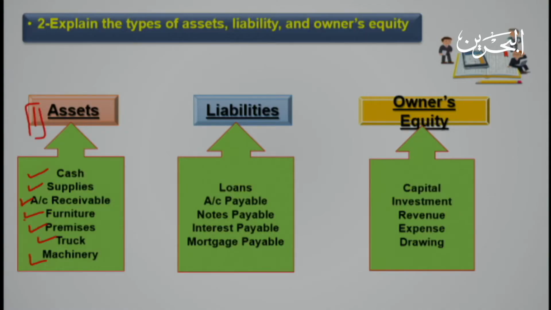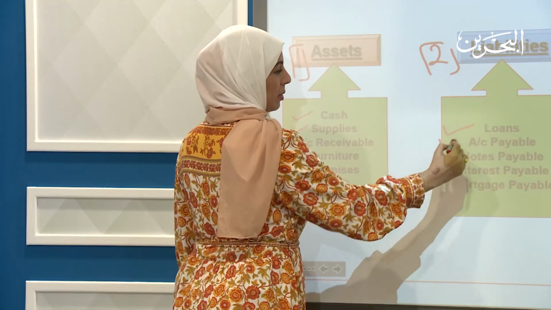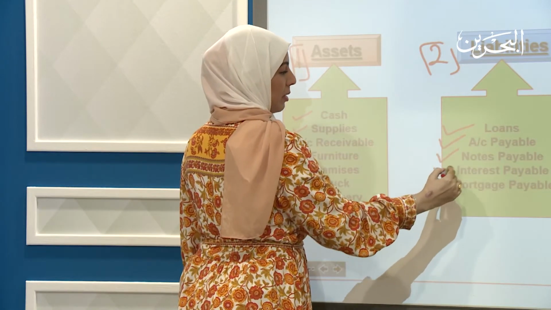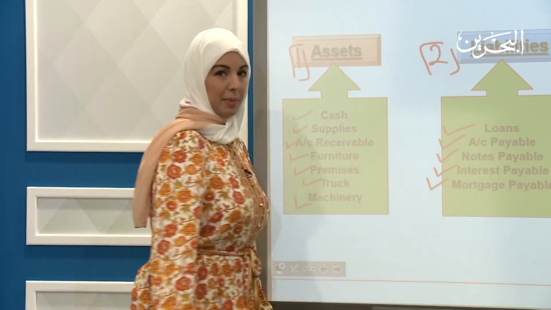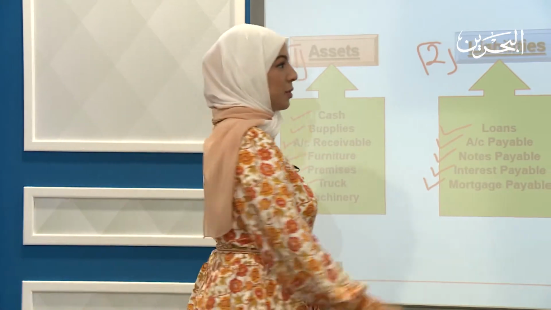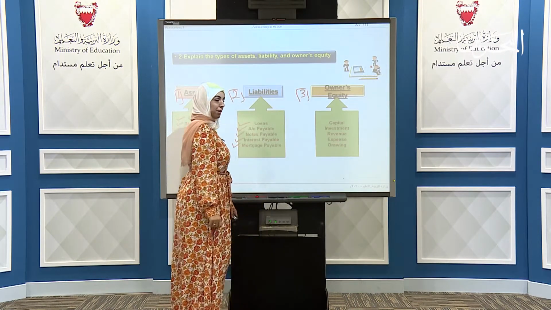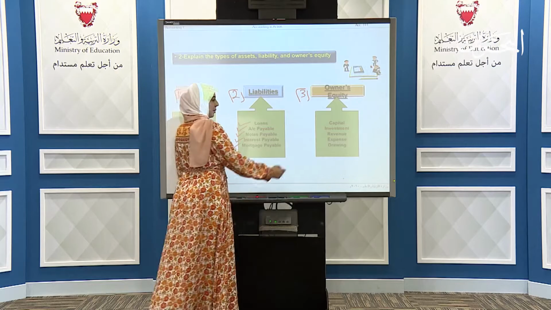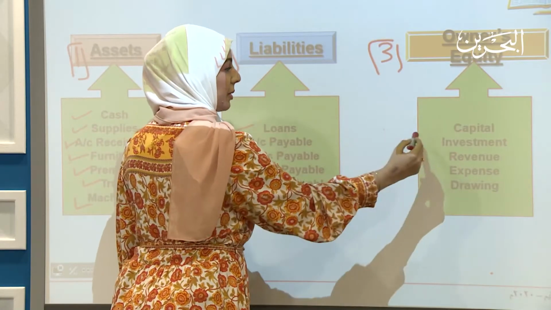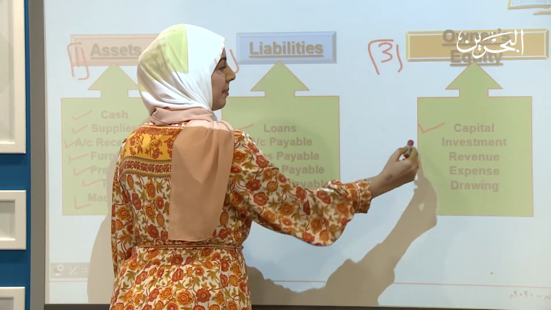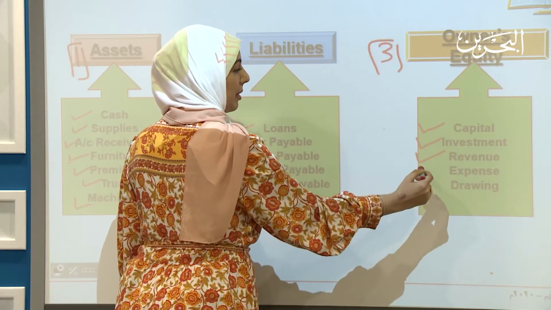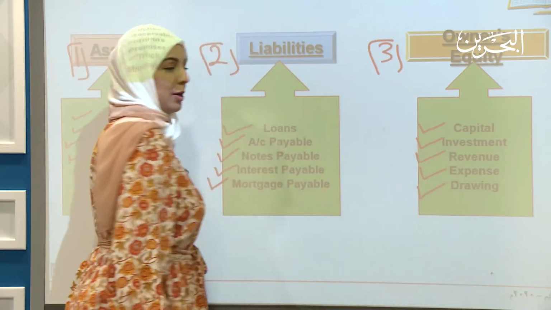Moving to the second component of the accounting equation, which is the liability. Let us take examples for the liability. The liabilities will include loans, accounts payable, notes payable, interest payable, and mortgage payable. Finally, we will shift to the third part of the accounting equation, the owner's equity. We have some examples for the owner's equity, starting with capital, investment, revenues, expenses, and ending with the drawings.